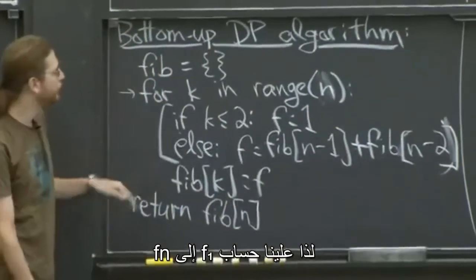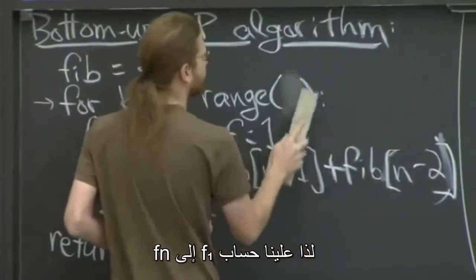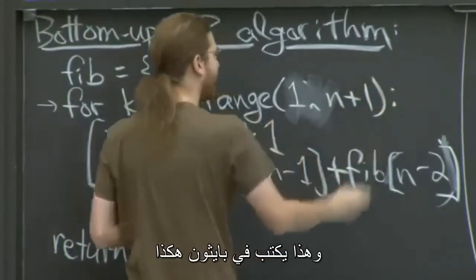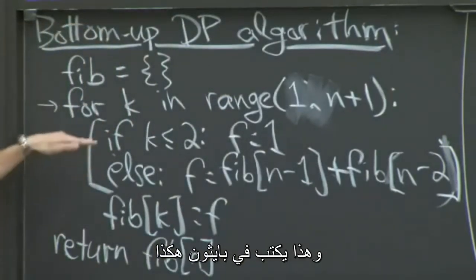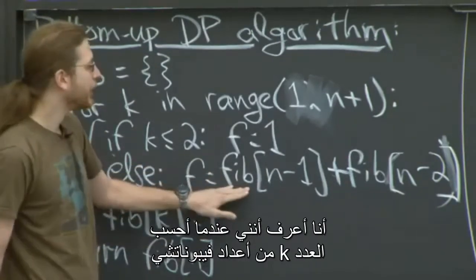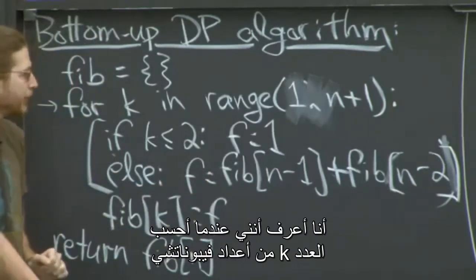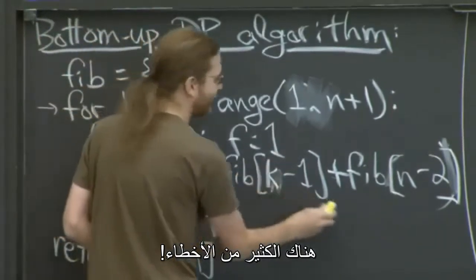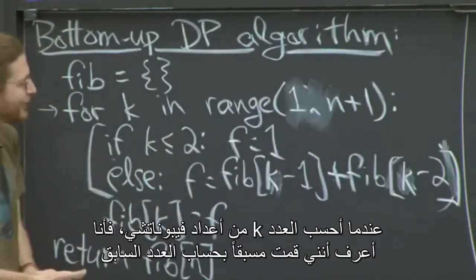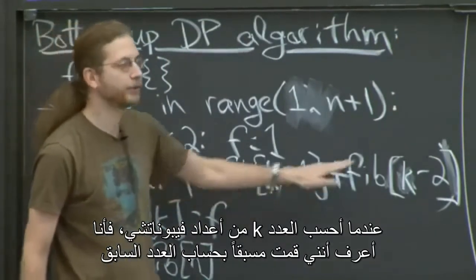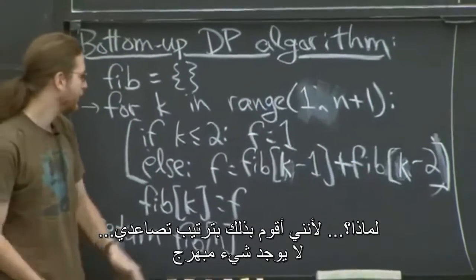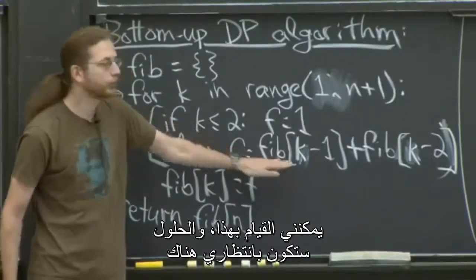So we have to compute, another typo. We have to compute f1 up to fn, which in Python is that. And we compute it exactly how we used to, except now instead of recursing, I know that when I'm computing the kth Fibonacci number, man, so many typos. You guys are laughing. When I compute the kth Fibonacci number, I know that I've already computed the previous two. Why? Because I'm doing them in increasing order. Nothing fancy. And then I can just do this, and the solutions will just be waiting there.